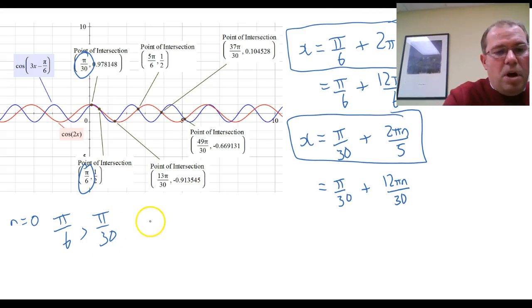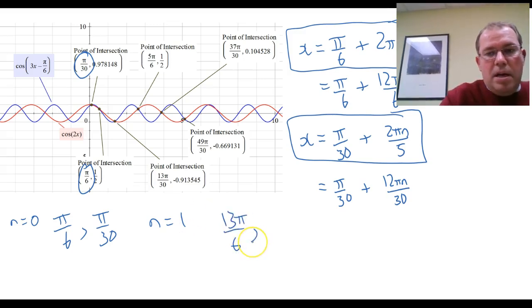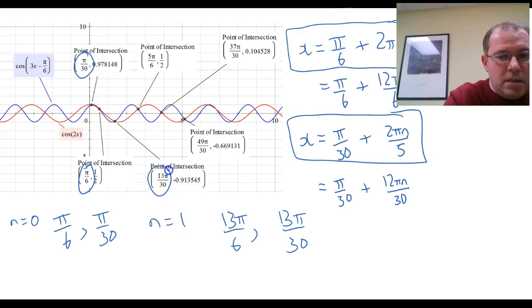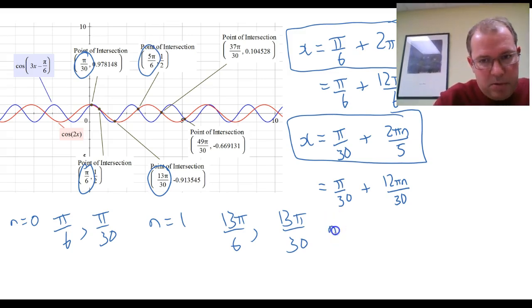Let's put n equals 1 in. Putting n equals 1 in gives me 13 pi over 6 in the top one, and in the bottom one it gives me 13 pi over 30. And you can see 13 pi over 30 there, and 13 pi over 6 is obviously further to the right. It's not on my graph there. And you're thinking, what's happened? Where's this 5 pi over 6 gone? Why is it not generating that? Aha, patience. Let's put n equals 2 in.